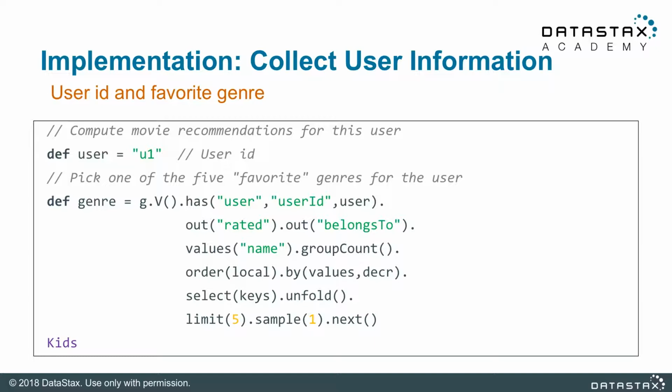We use the order step to sort the map such that the genres with the highest score will be at the front. Then we simply select the keys, which in our case are the genre names, and unfold the list, randomly sampling one element from the top 5. In this example, our target genre happens to be kids.